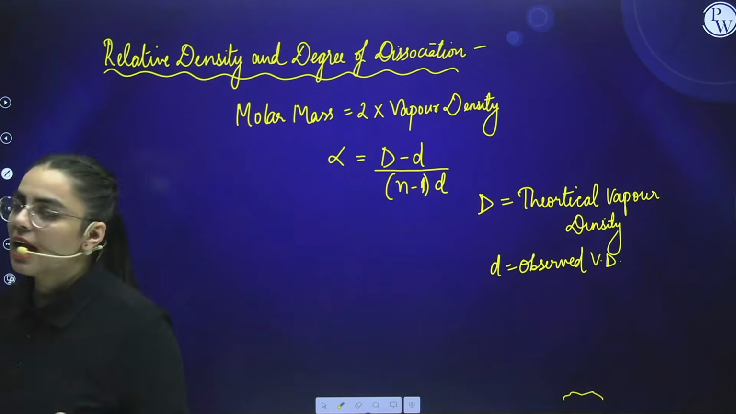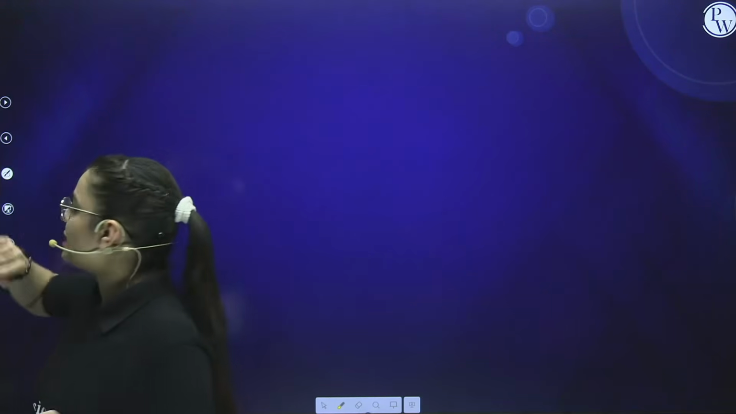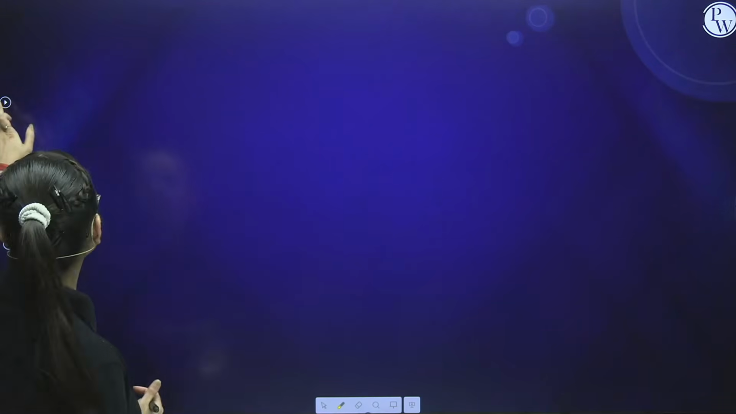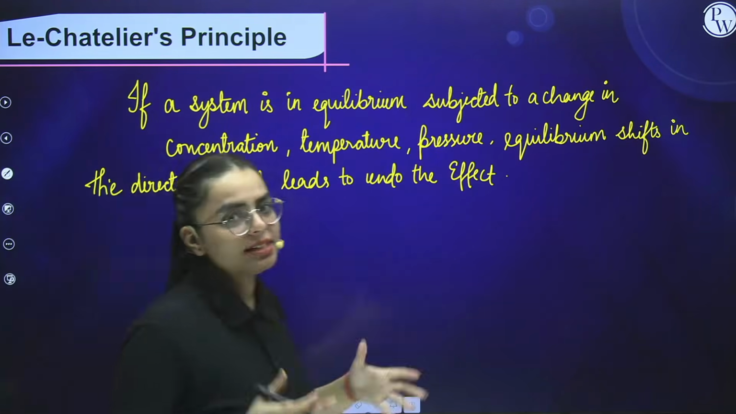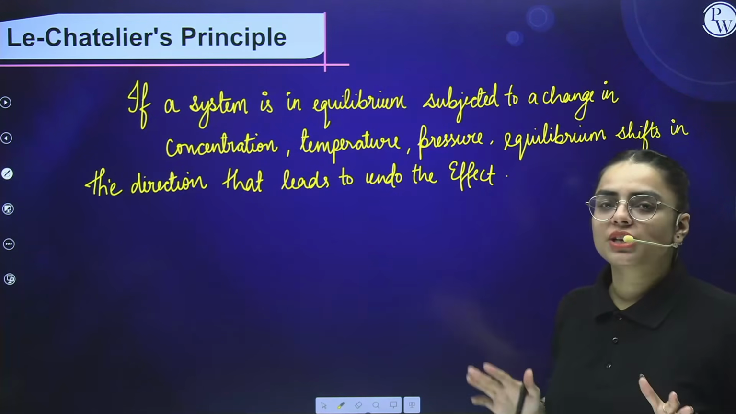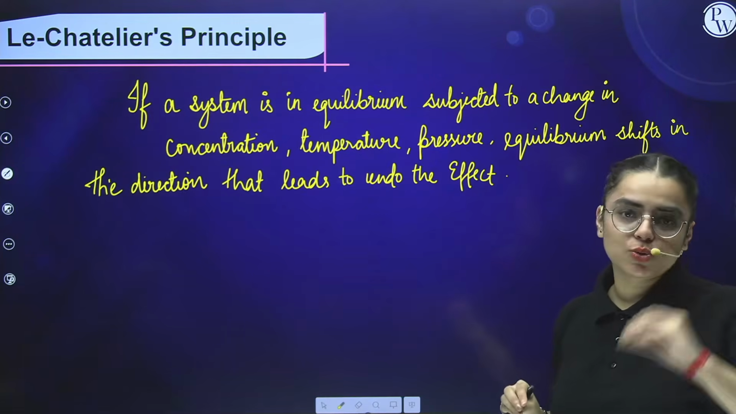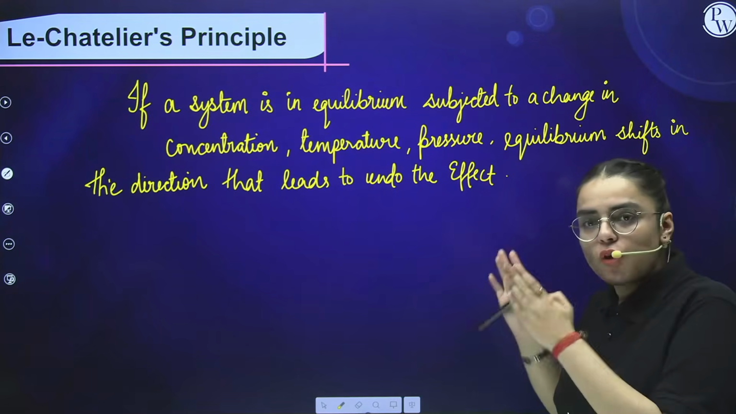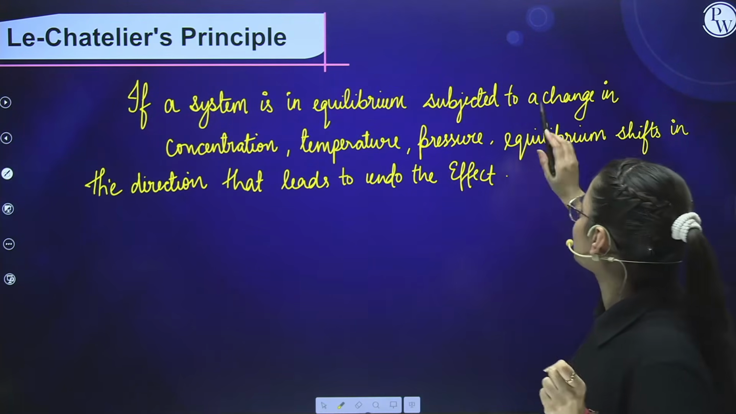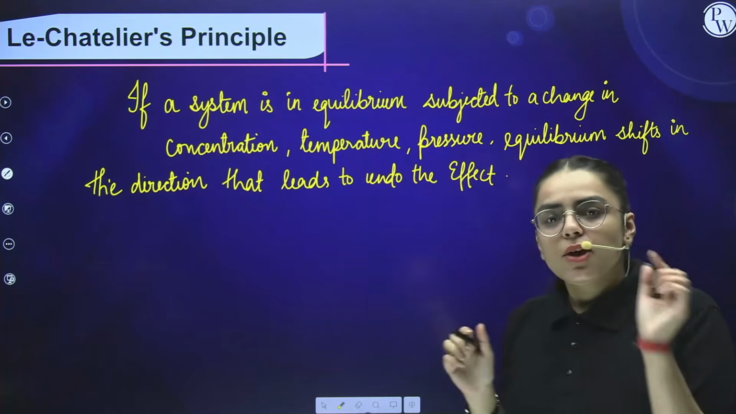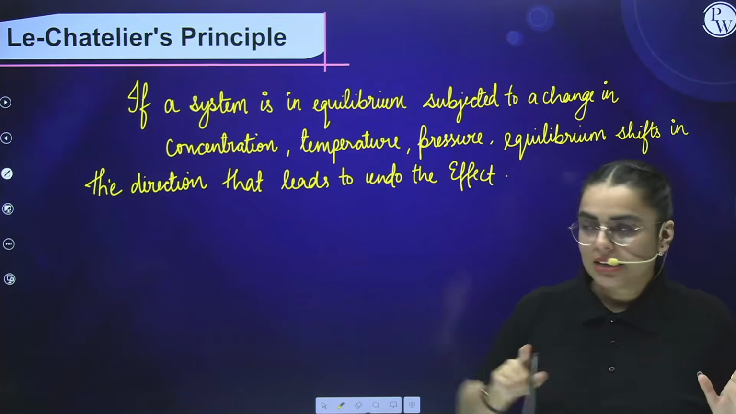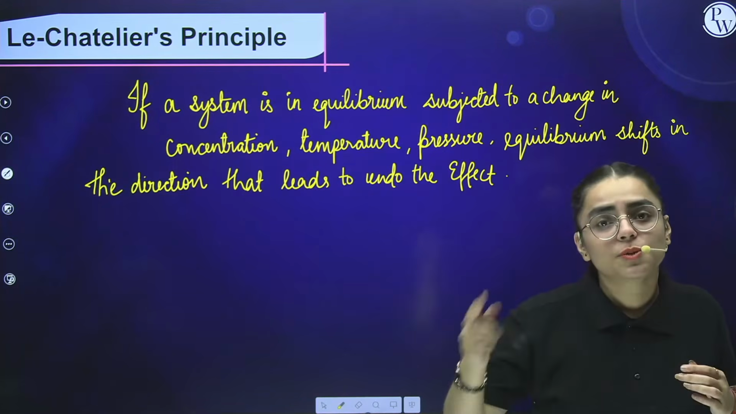Okay, students, now we will move forward towards our next segment, that is the Le-Chatelier principle. So now let us see the Le-Chatelier's principle, students. Le-Chatelier's principle explains that whenever we are talking about a system in equilibrium, that means the rate of forward reaction is equal to the rate of backward reaction, right? That time it is subjected to a change, see what happens.